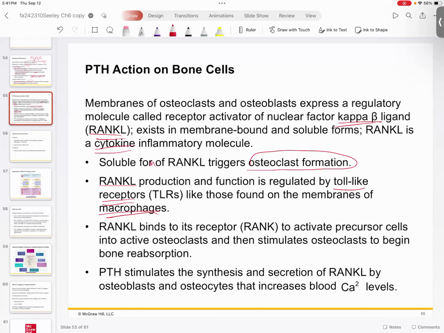Now what happens is RANKL, which is the free ligand, which just means a signaling molecule. That's all ligand means. It's a signaling molecule. This will bind to its receptor, which we call RANK. And then it'll activate cells into osteoclasts. So it basically stimulates osteoclasts to begin the bone resorption. So it's kind of like an on switch.